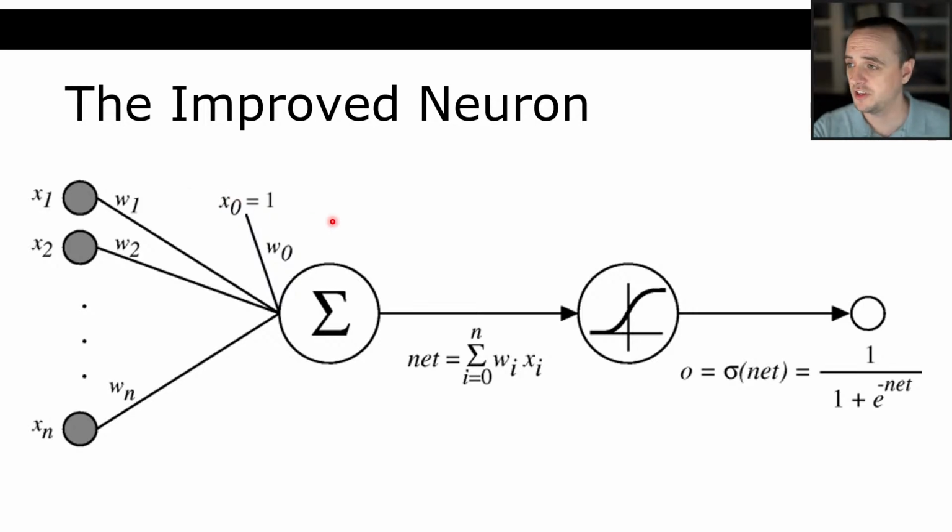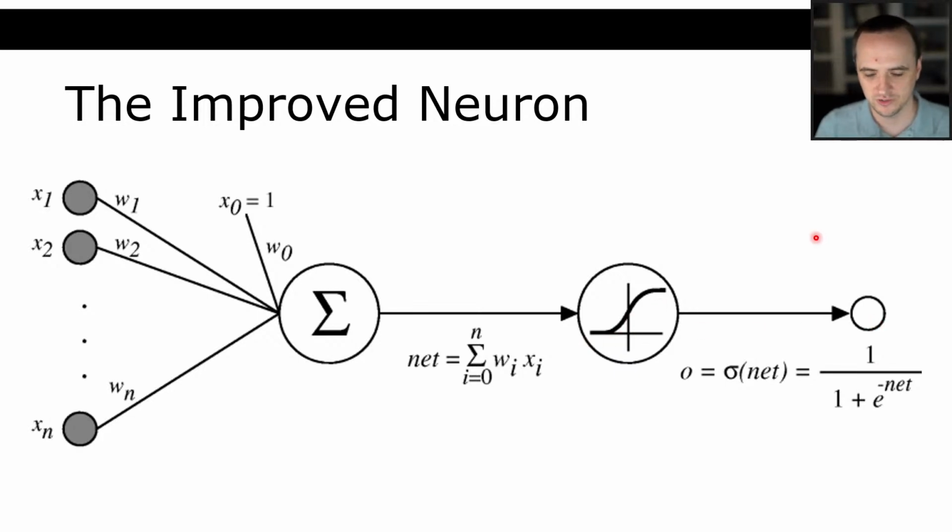So this is the improved neuron. We have our inputs, we have our weights, we have our bias neuron. It has its own weight. Then the network computes the dot product of the inputs and the weights, runs it through this now smooth activation sigmoid function, and we get our output.